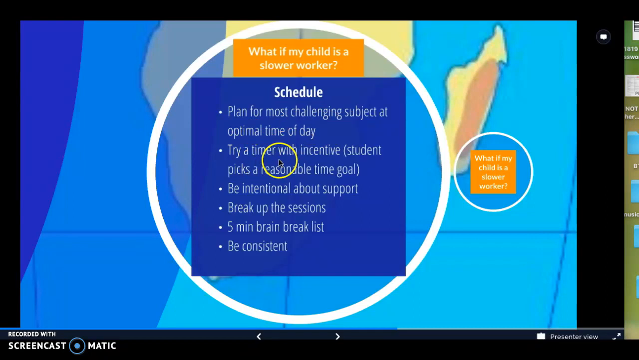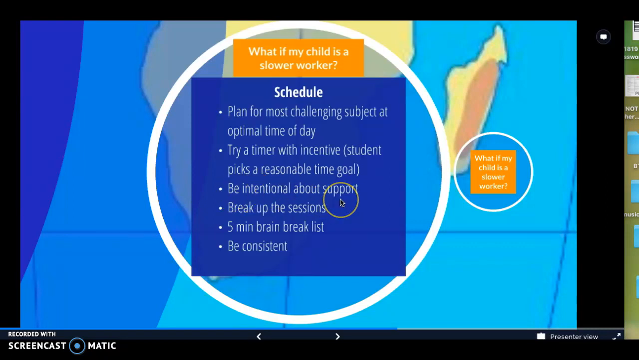Try using a timer with an incentive, and your student can pick a reasonable time goal that you agree on ahead of time before they start in on that subject. And then they get a little Dove chocolate at the end, or something small as a reward if they are within that time frame.